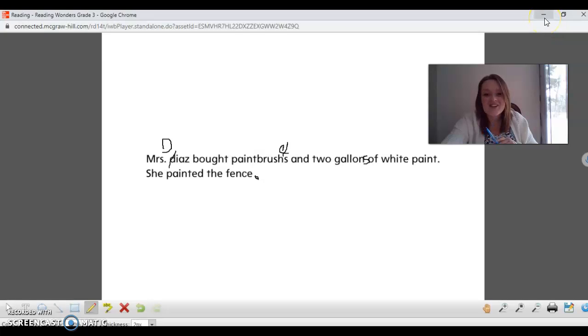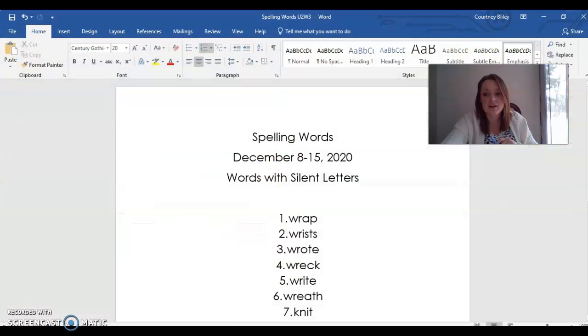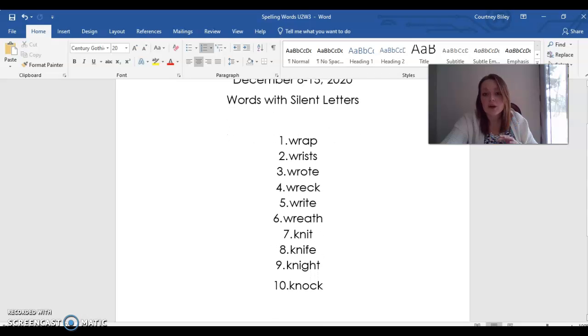Okay, the next thing I want to go over is your spelling words for this week. So you only have 10 spelling words this week. Mrs. Bliley was so nice and cut them in half. This week we are working with silent letters. So they are the sneaky spellings. We have rap. So I want you to keep this in mind.